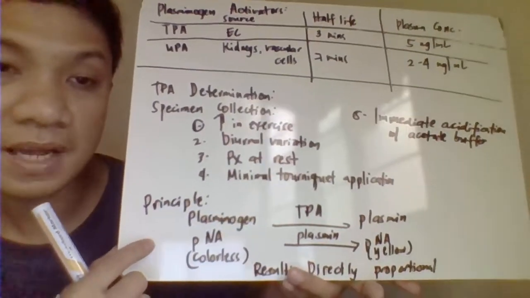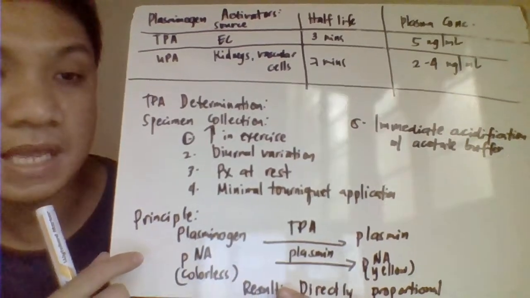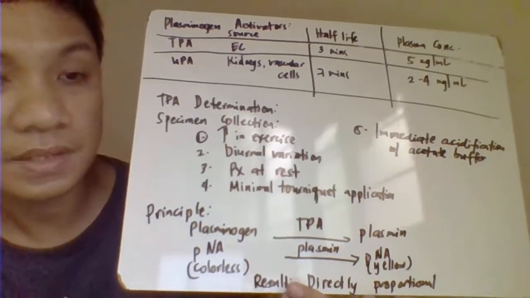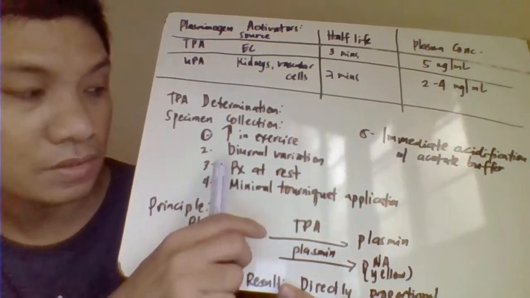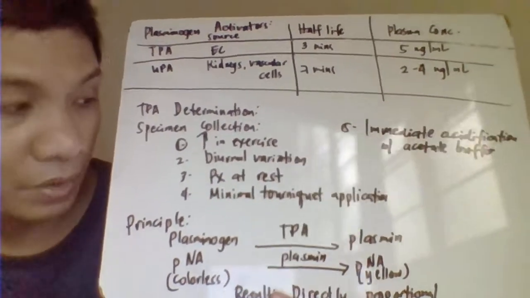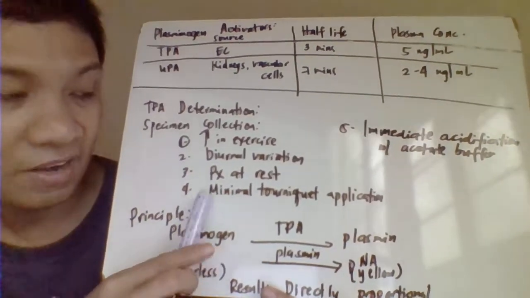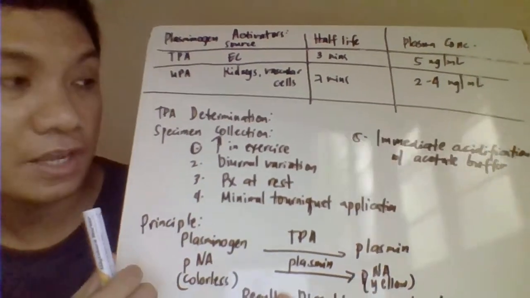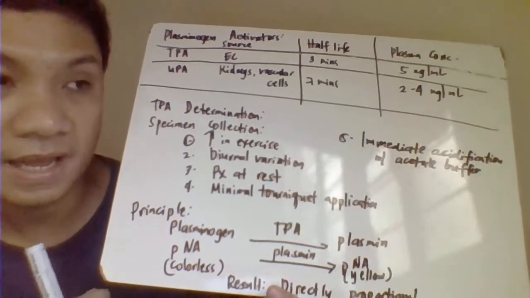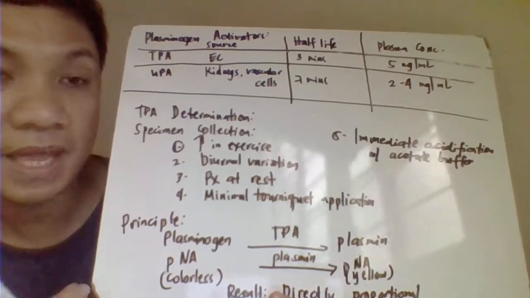Okay, but we have some guidelines to consider when you are collecting the specimen for your TPA assay. Number one, there is an increase with exercise and a diurnal variation, with increased levels in the morning, so you need to collect the specimen in the morning. The patient should be at rest, not stressed. There should be minimal tourniquet application. And you need to immediately acidify your sample by adding acetate buffer to preserve the TPA.